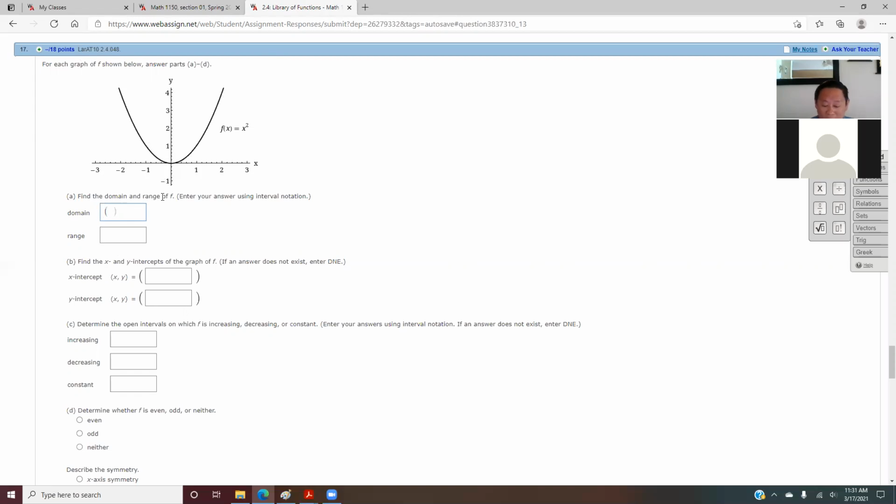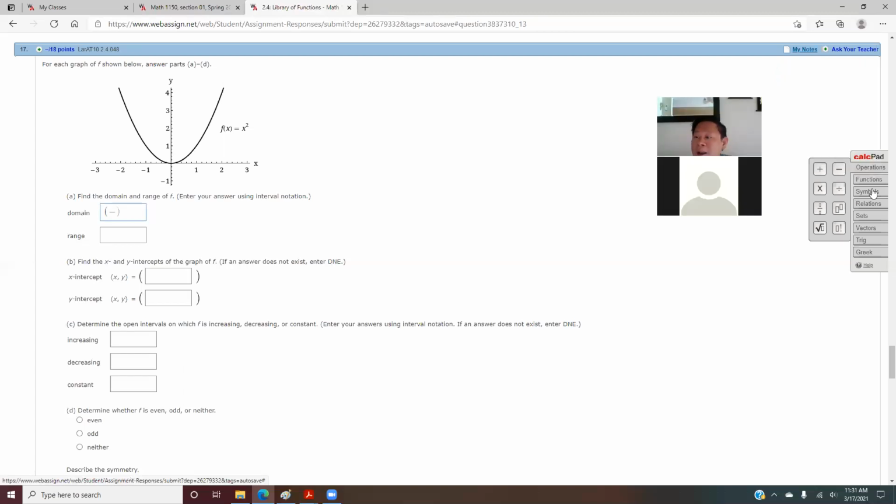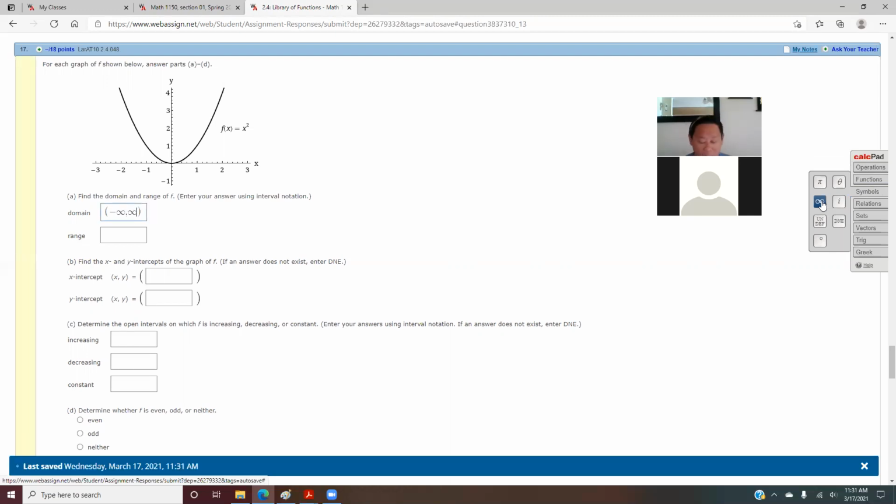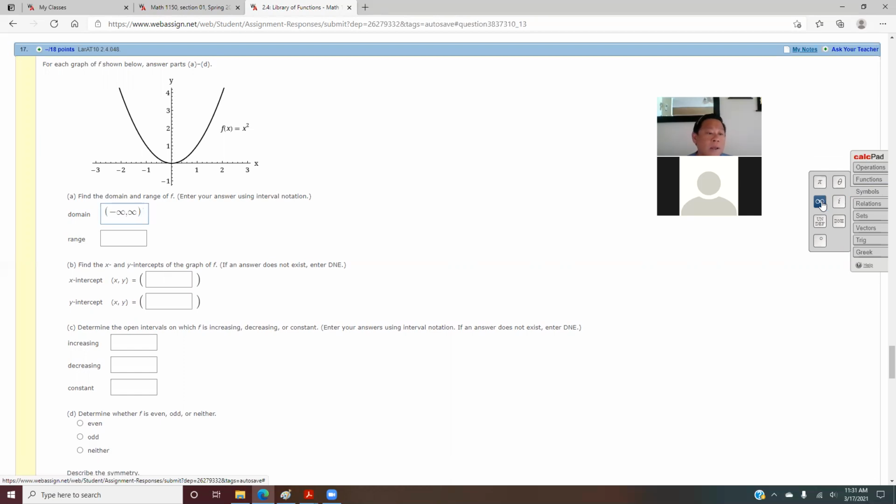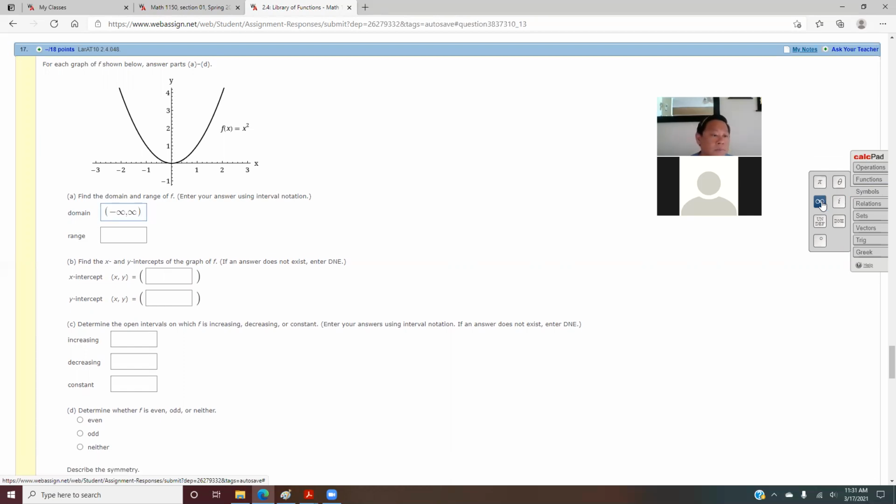Yep. So if you use infinities, you have to use parentheses. For infinity, you have to go under symbols because your keyboard doesn't have an infinity symbol. So -infinity to infinity. Yep. Or another way of saying it is it's all real numbers. Okay. So this is your domain.